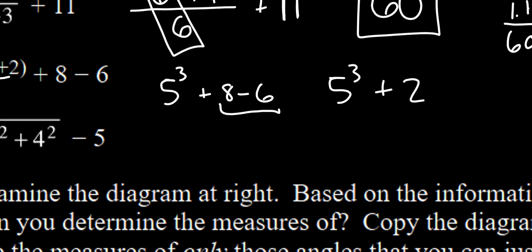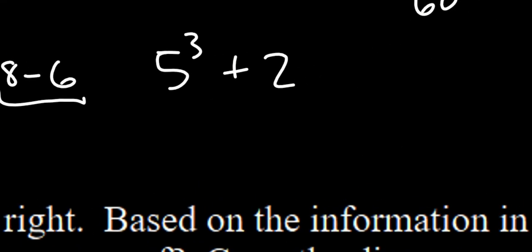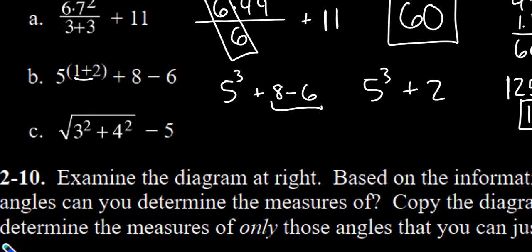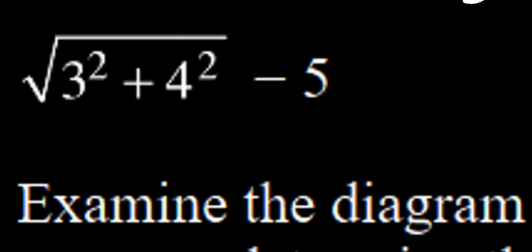5 cubed, let's see, 5 squared is 25. And if I take 25 and multiply it by another 5, I should get 125. So this becomes 125 plus 2, which is 127. You know where to find me if I'm wrong. And then the last one here is, let's see.